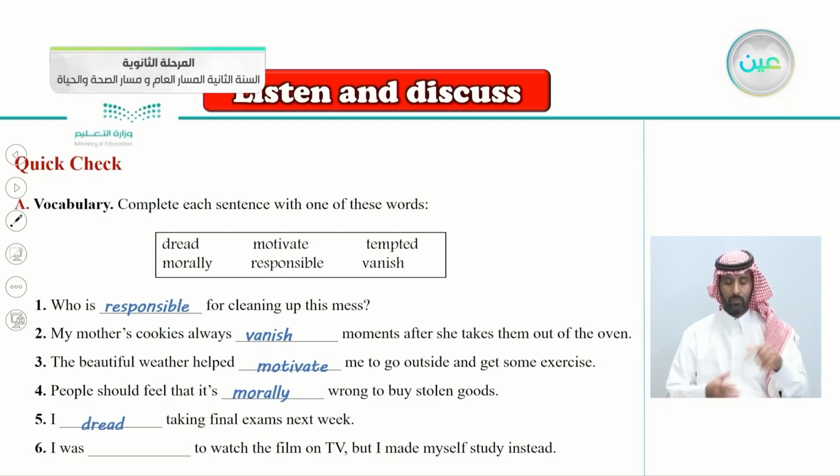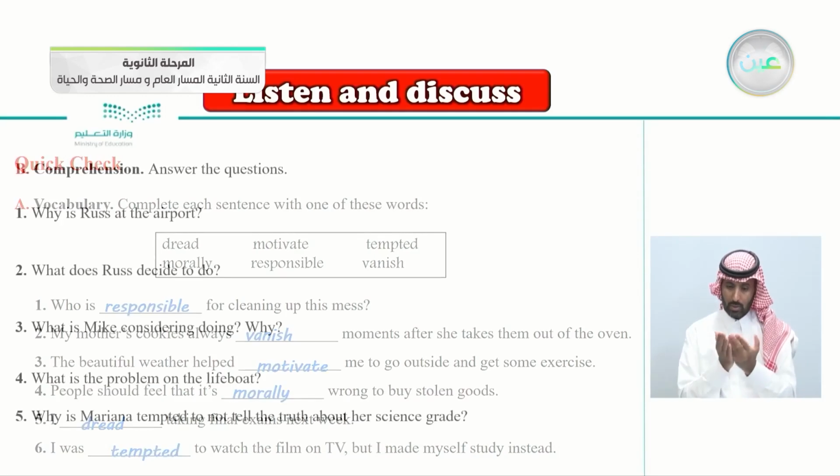Number 6, I was tempted to watch the film on TV, but I made myself study instead. So, I was tempted. Tempted is to want to do something undesirable. I was tempted to watch the film on TV, but instead I went studying.